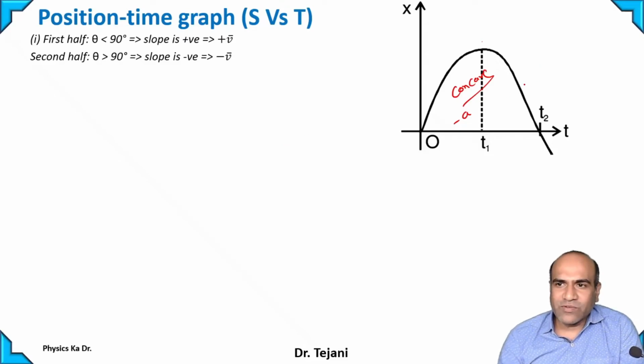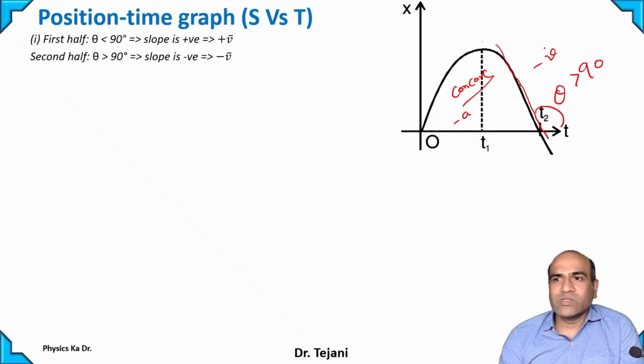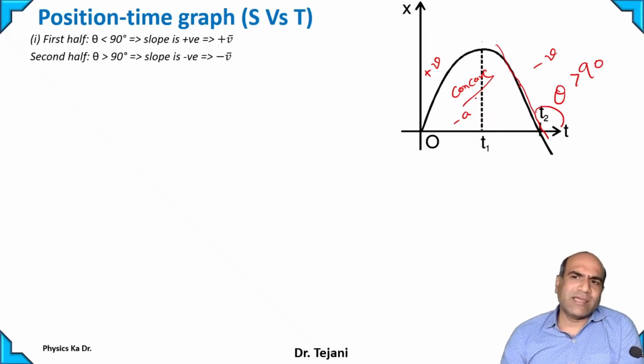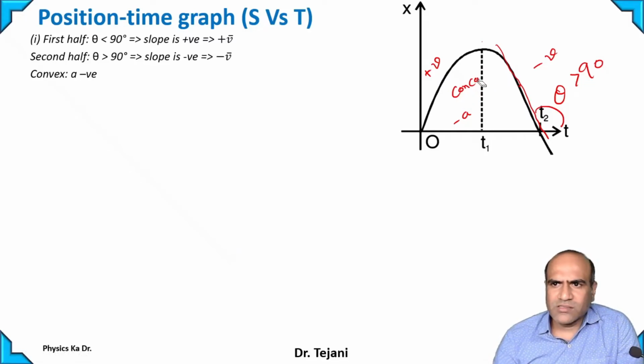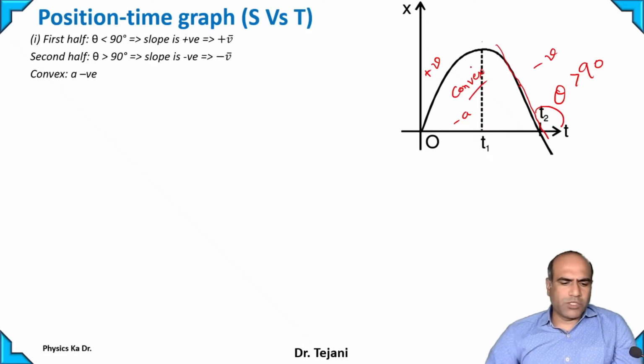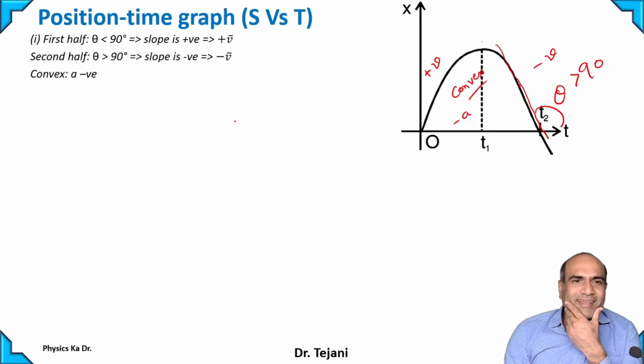And for the second half, let's do tangent. This is theta greater than 90 degrees. So here it is having negative velocity, and this side is having positive velocity. And in the entire case, acceleration is negative because shape is convex. Yeah, this is not concave, it is convex. How can you make such a mistake? Don't make it. So it is having negative acceleration.